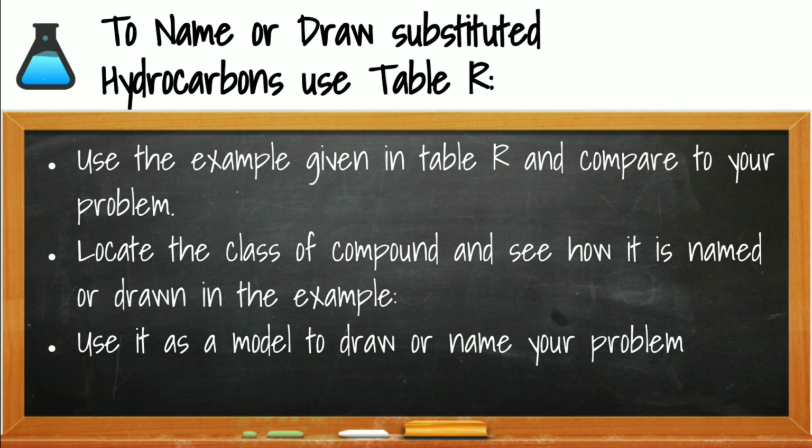So again, when we're naming or drawing these substituted hydrocarbons, you're going to look for the example on table R and compare it to your problem. First, you want to find the class of the compound and see how it is named, or draw the example. And then what you want to do is model or draw your example to meet this pattern. So let's do some of these together. So again, this is not memorization. You're using reference table R.